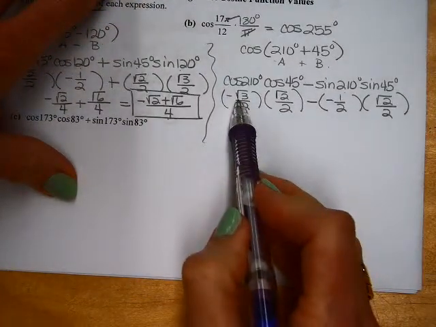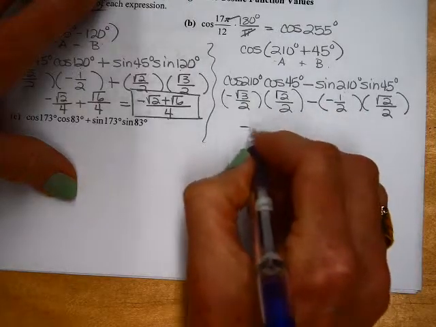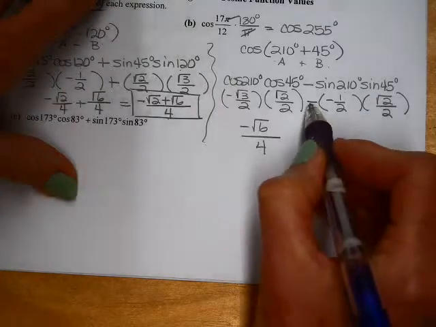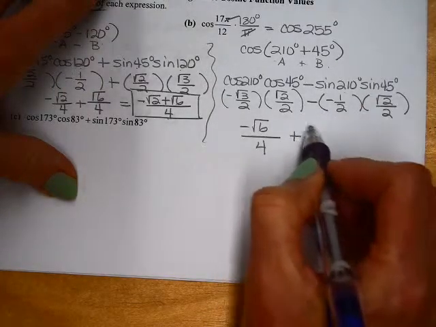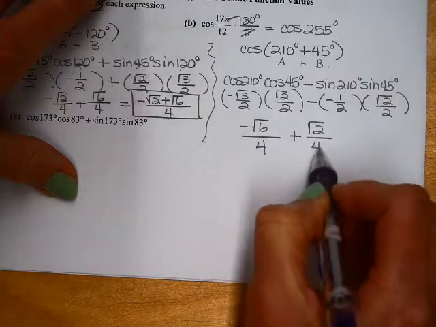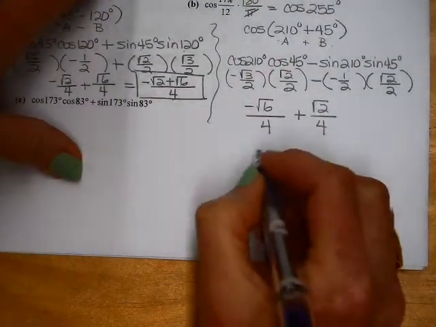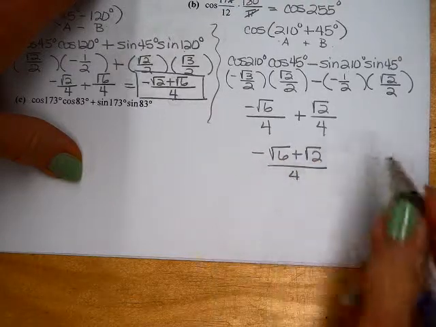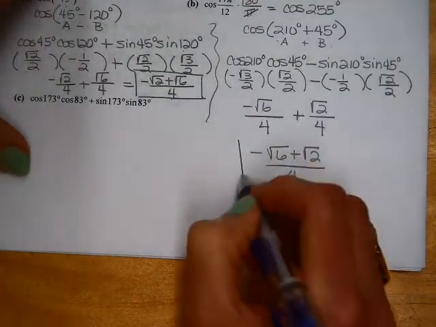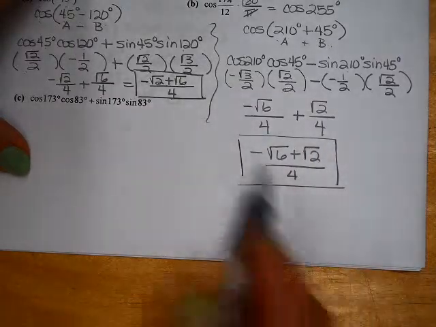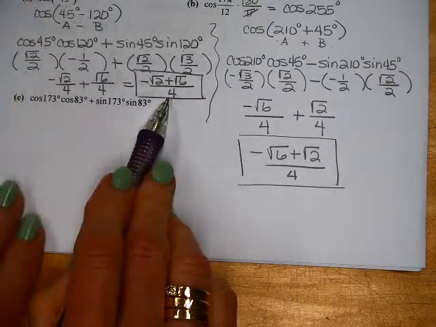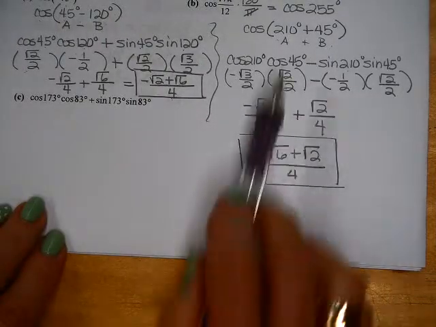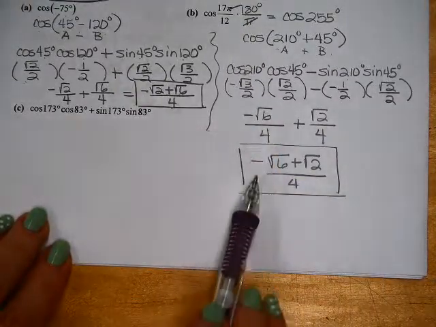You multiply negative square root of 3 times square root of 2, and 2 times 2 to give you 4. And this is going to give you a positive square root of 2 over 4. And again, this will probably be written together. So negative square root of 6 plus square root of 2 over 4. It looks a lot like this last answer, but just be careful, the signs are different. This is the exact value for the cosine of 17 pi over 12.